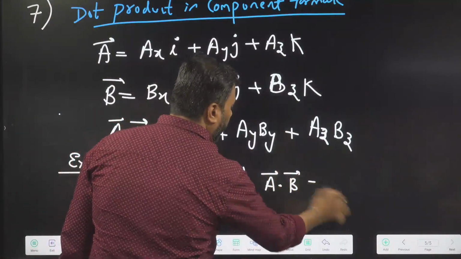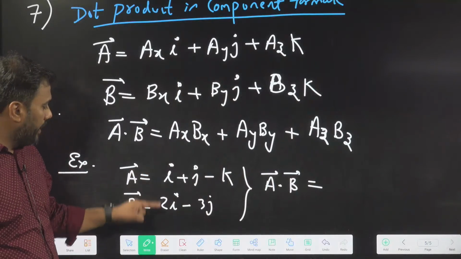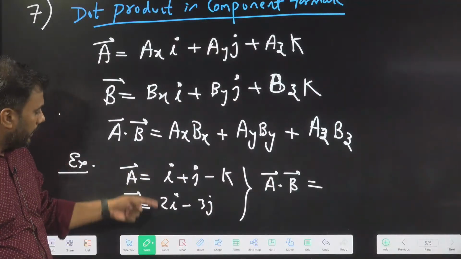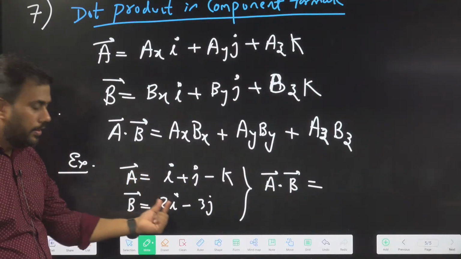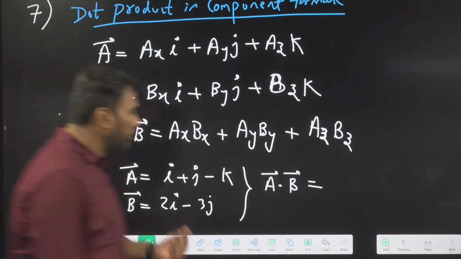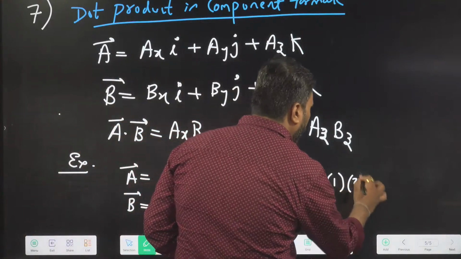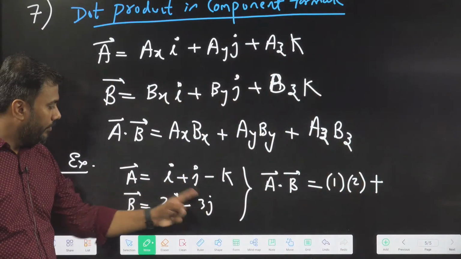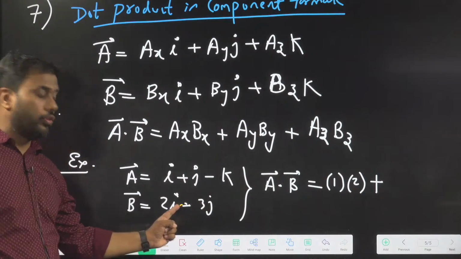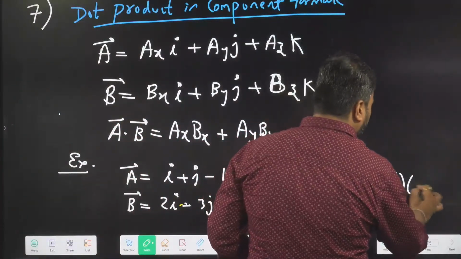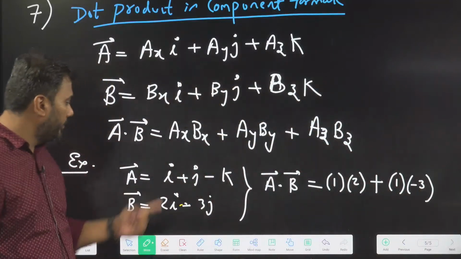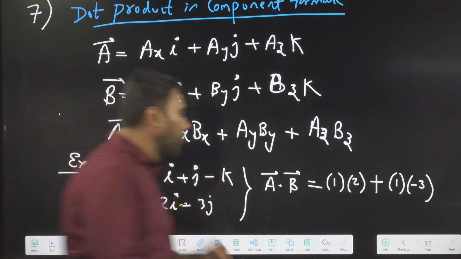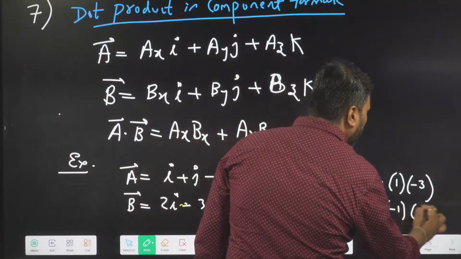Then a vector dot b vector will be the multiplication of x components, multiplication of y components, multiplication of z components. What is the x component here? In the first vector it is 1, in the second vector it is 2. So 1 into 2, plus the y component here is plus 1, and the y component here is minus 3. Use the sign also, minus 3. So 1 into minus 3. The k component, for the first vector k is minus 1, second is 0, plus minus 1 into 0.